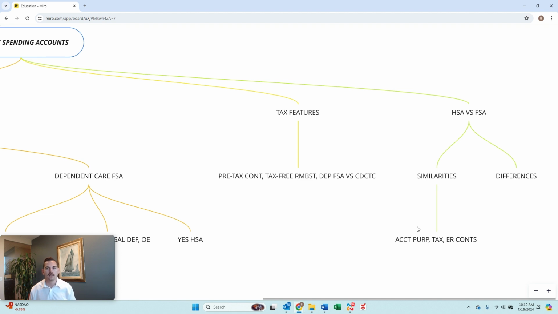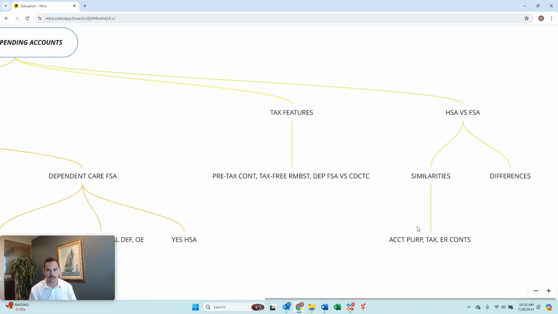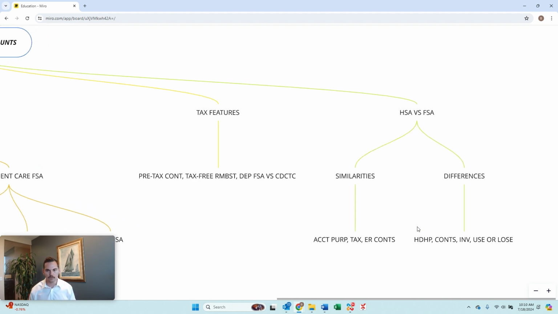And then finally, employers can contribute to both a health savings account and a flexible spending account. So they share that similarity as well. Now, as far as some of the differences, you have your high deductible health plan requirement. In order to fund a health savings account, you need to be part of a high deductible health plan. So meet the minimum deductibles and maximum out-of-pocket limits.